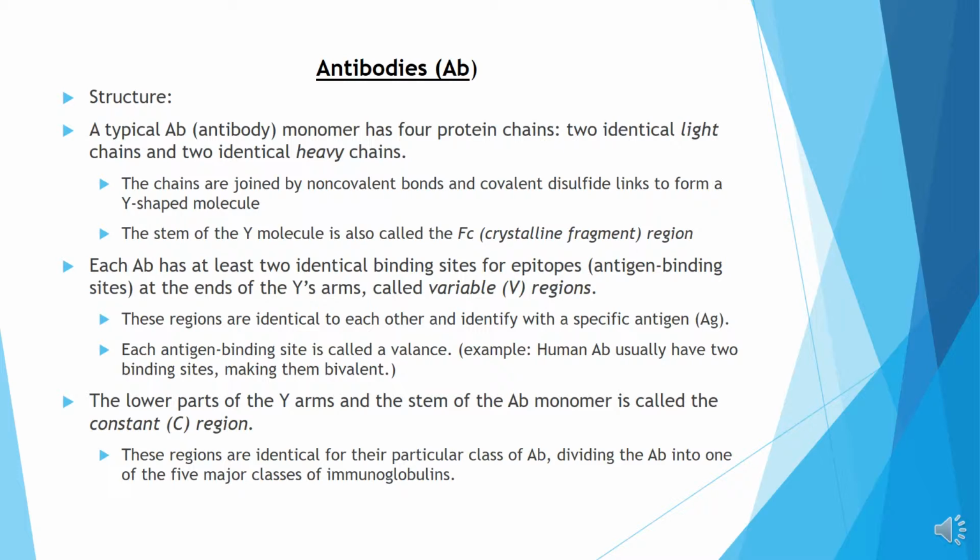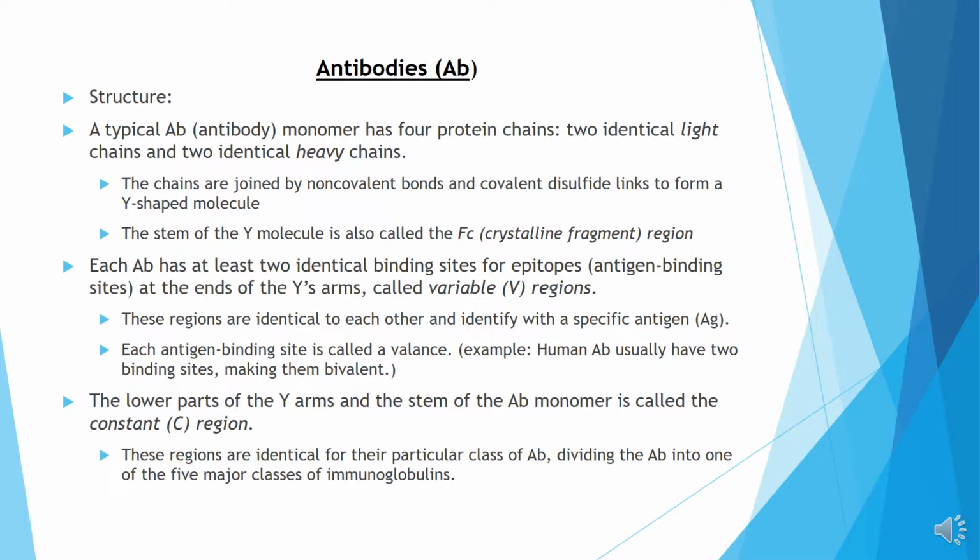The stem of the Y molecule is also called the Fc, or crystalline fragment. So if you were to imagine the letter Y, that is what an antibody looks like. Each antibody has at least 2 identical binding sites for epitopes. Epitopes are antigen binding sites, and they're found at the ends of the Y's arms, and they're called variable regions.